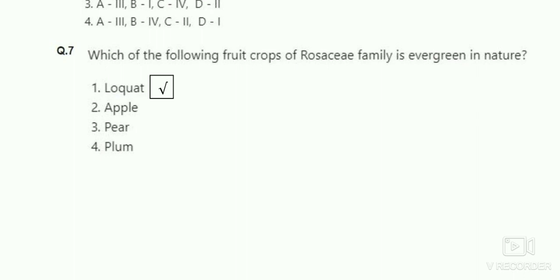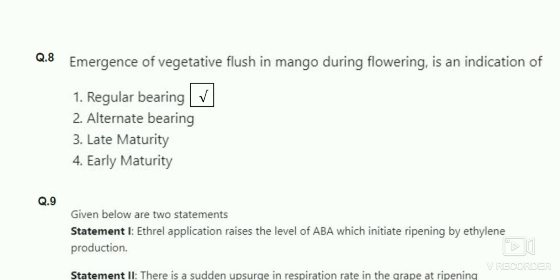Question number 8: emergence of a vegetative flush in mango during flowering is an indication of, so the right answer is regular bearing. It's an important point in the case of mango. Xylem phloem ratio is important for what? Just type it or comment in the comment box: what does a maximum xylem phloem ratio indicate? Question number 9.